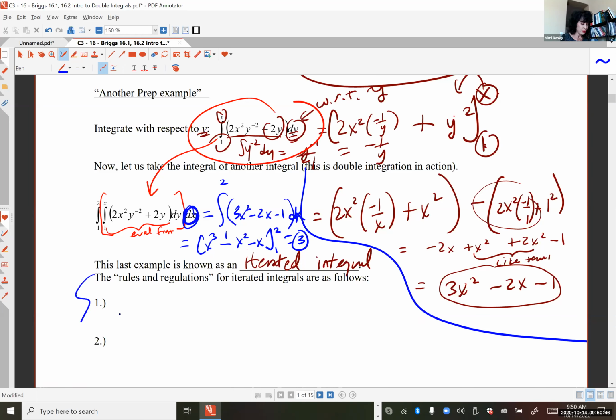So let's go over the rules and regs for iterated integrals, because you're going to be making your own. When you create your own double integral, which you may be asked to do on many occasions, you want to follow these rules, because otherwise you'll be in trouble. And I already mentioned what one of them is. The limits cannot match the variable of integration. So if you're doing the inner integral, the inside limits can be variable, but only with respect to the outer limits of integration.